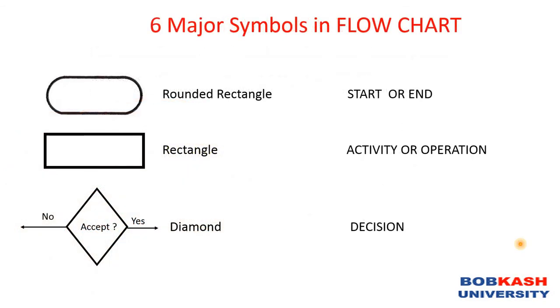Now in a flowchart we use 6 major symbols. We use a rounded rectangle symbol, which is used for representing start and end. We use a rectangle for an activity or an operation. We use a diamond shape symbol for a decision. For example, you want to accept this product, yes or no. When you have to go this way or this way, either yes or no or pass or fail, this is a decision, and we use the diamond shape symbol in the flowchart.